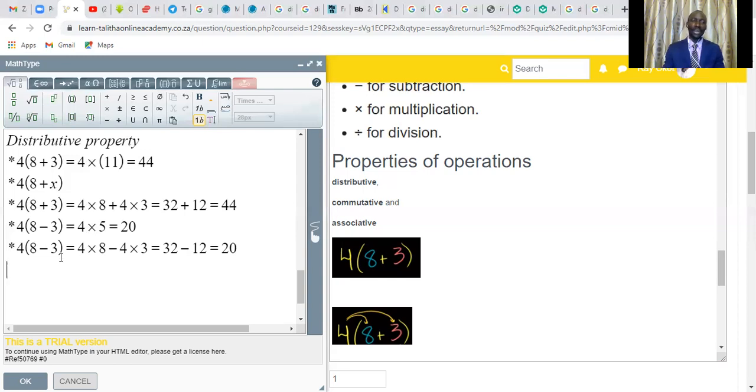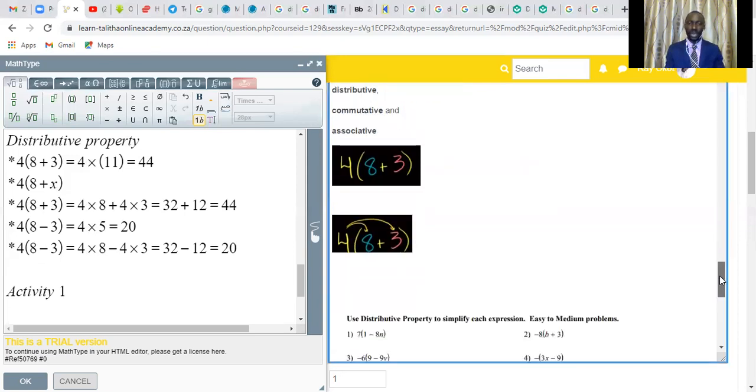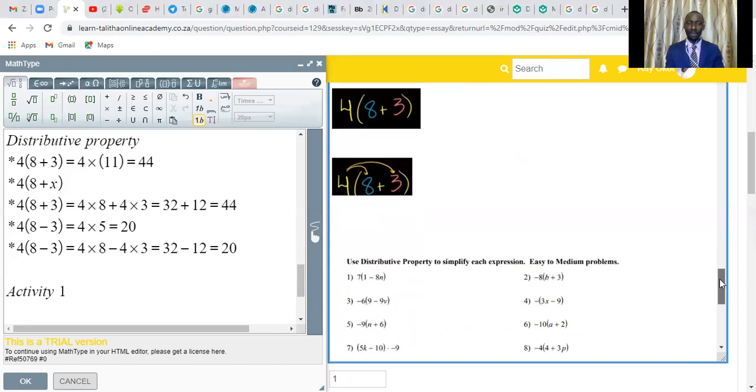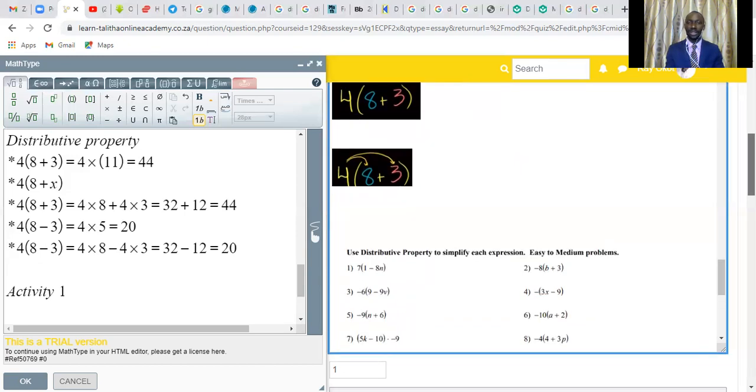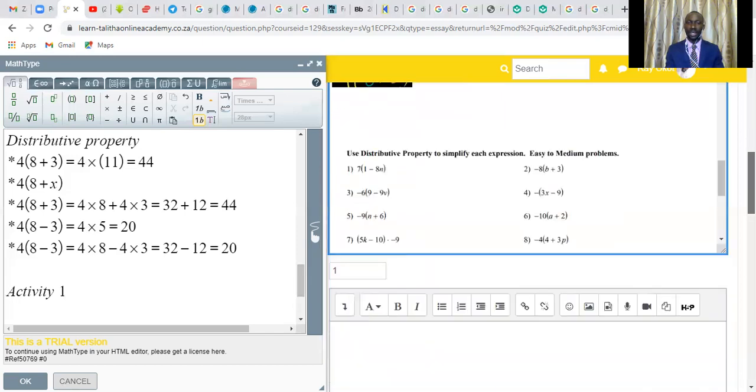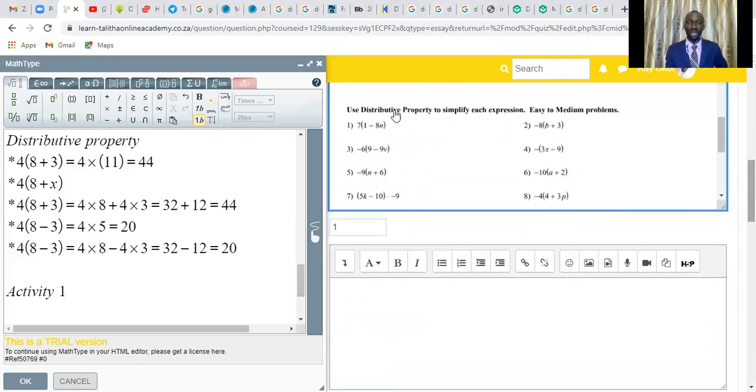Then let's go ahead and have what? An activity. I'm going to call it activity 1. So in activity 1, right here, we are supposed to do what? Well, okay. So in activity 1, we are supposed to use the distributive property to simplify each expression. Easy to medium problems. So there we go. Let's see how we get started.